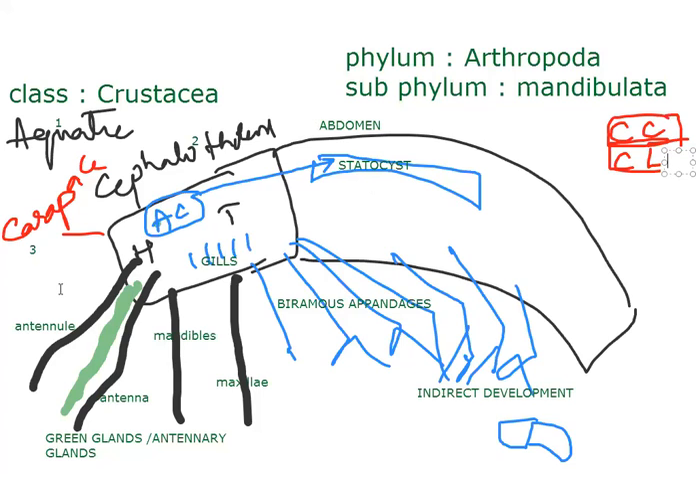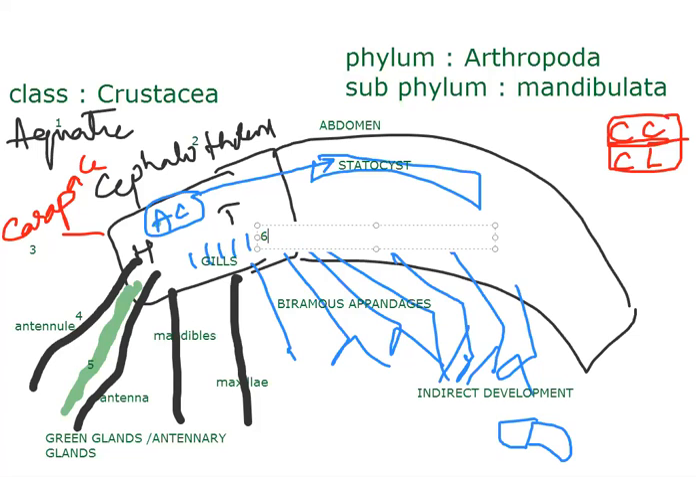Next, cephalic appendages, appendages of the head region, we will write as the fourth point. Antenule and antenna are cephalic appendages, and one pair of mandibles and one pair of maxillae. Next, number five: the green glands or antennary glands are present for excretion.